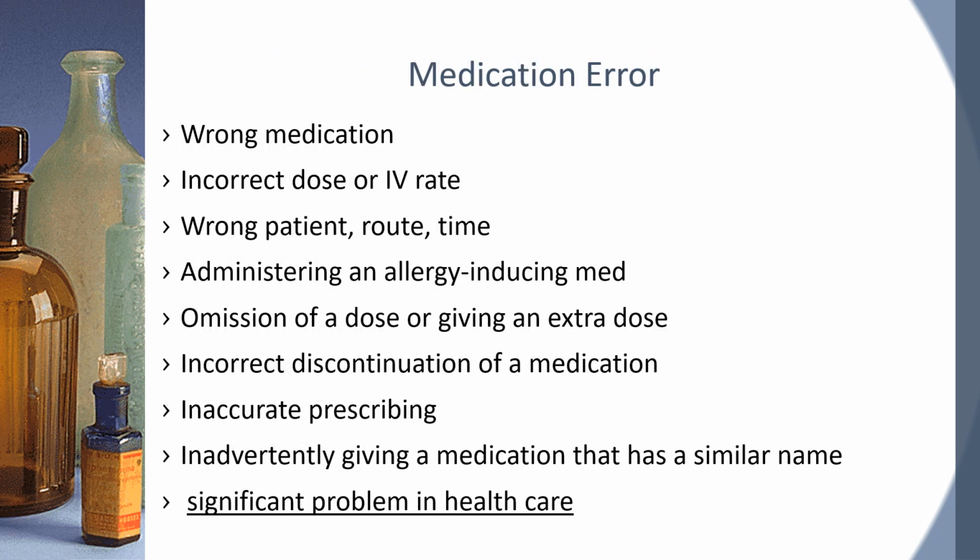So, what constitutes a medication error? It would be the wrong medication, the incorrect dose, or the incorrect IV rate, wrong patient, wrong route, giving something somebody's allergic to, administering something when we knew the patient was allergic to it, omitting a dose. Omission, omit. By the way, omit means to not give. People ask me what that meant. If you incorrectly discontinue a medication, if there was inaccurate prescribing, you give a medication that has a similar name but was the wrong drug, or if a significant problem in someone's healthcare came up when you gave the medication, those are all considered medication errors.